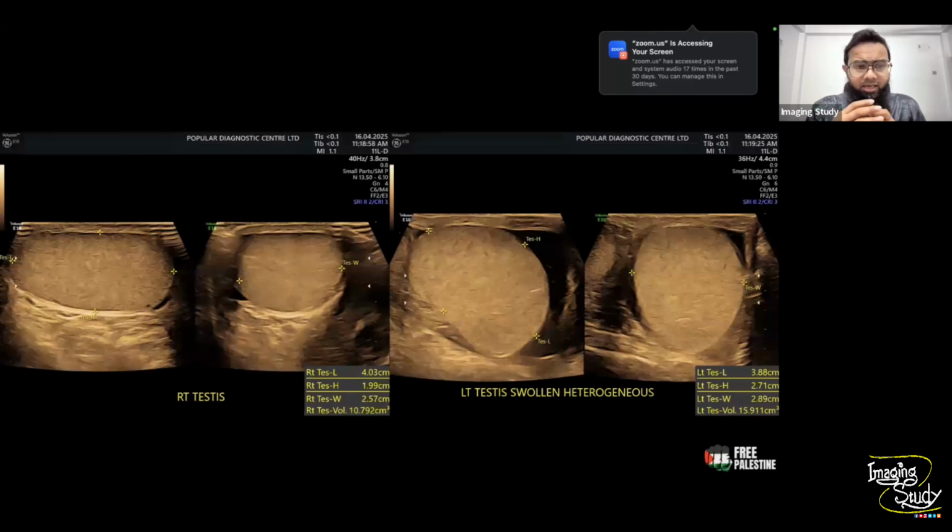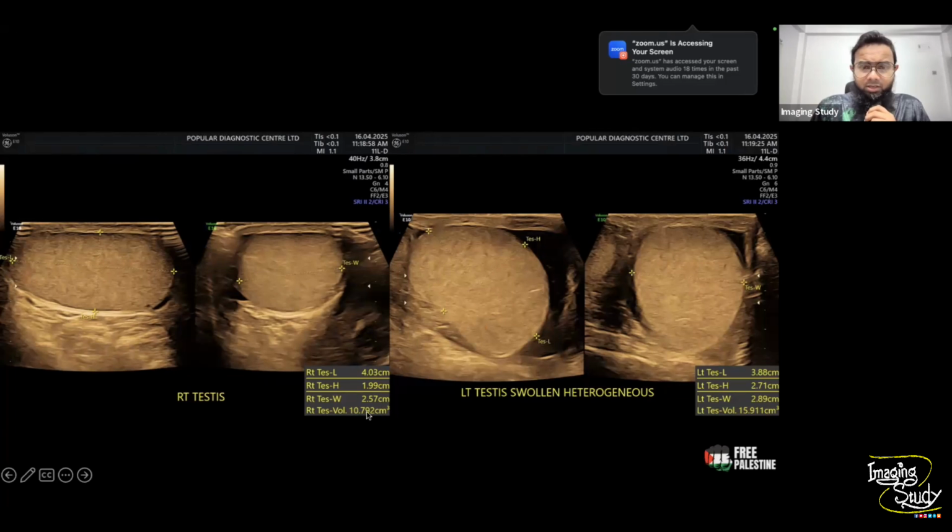During the scanning, our clinician sent us this patient to exclude testicular torsion. He was suspecting either torsion or epididymitis. Obviously, these two are the common differentials. Let's look at the image. Here you can see this is the right testis and this one is the left one. Obviously, the left one doesn't look normal.